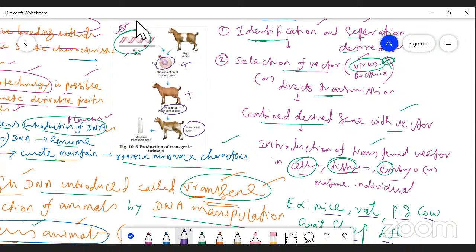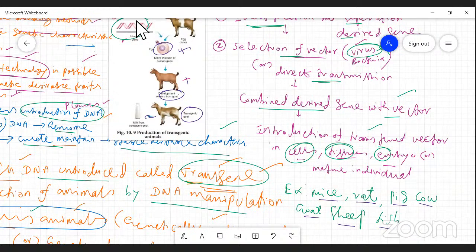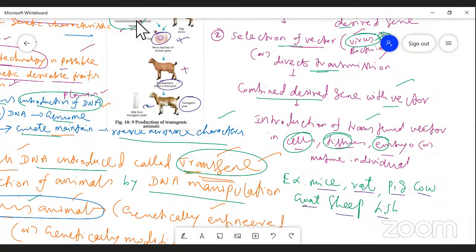From this transgenic goat, they produce milk. The milk is a highly rich source of protein. In this way, many transgenic organisms are produced with the help of this technology: mice, rat, pig, cow, goat, sheep, fish. All these organisms are produced with this technology.